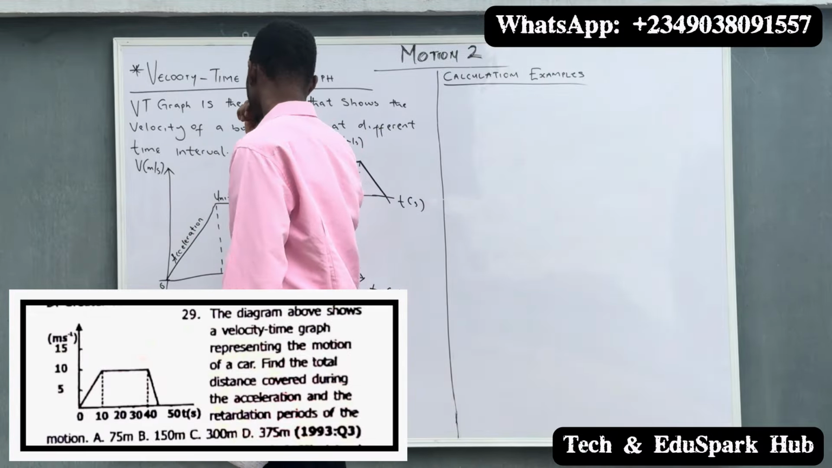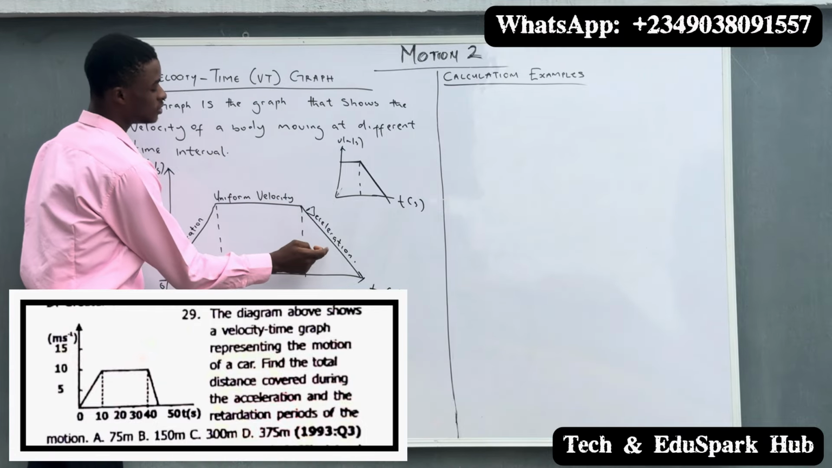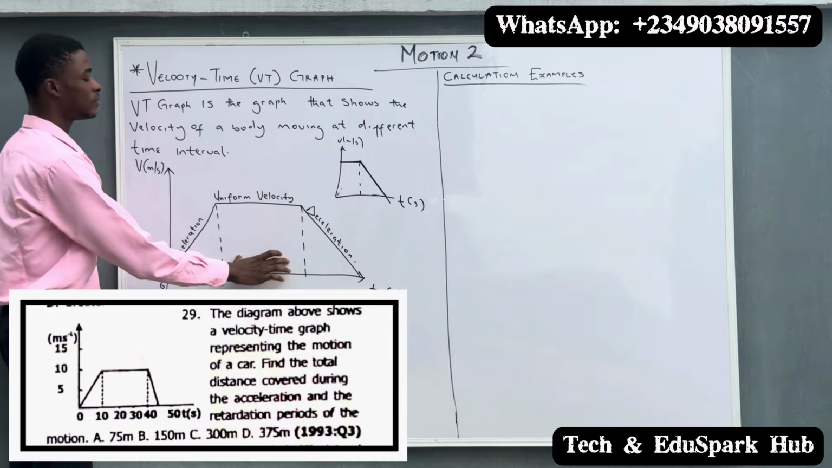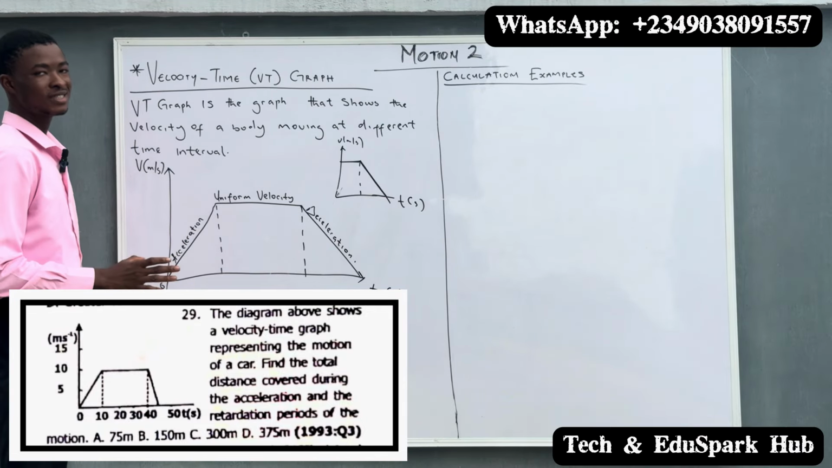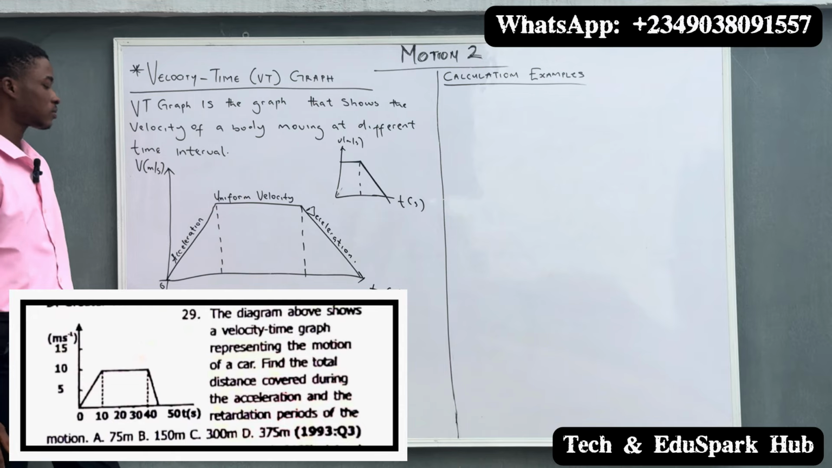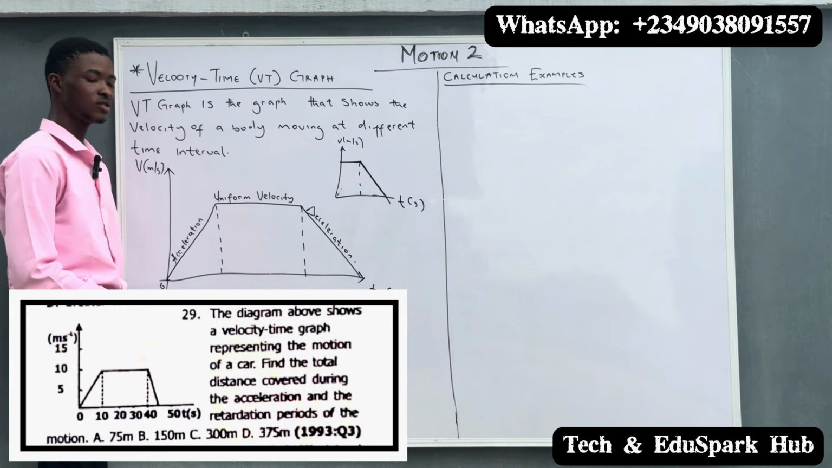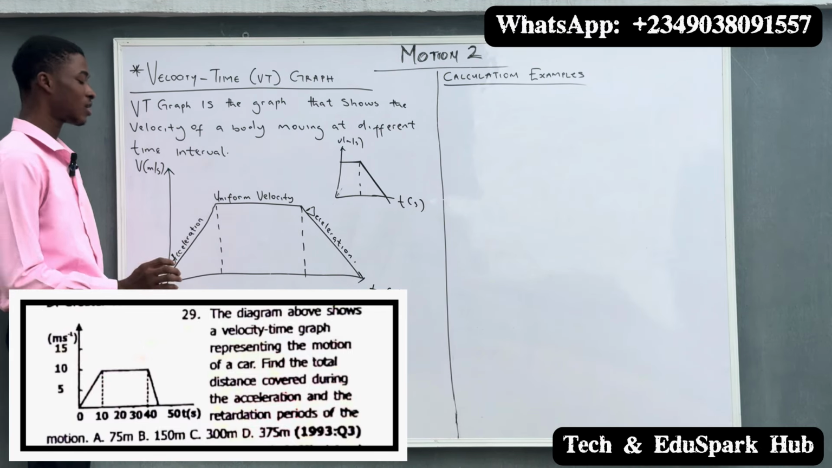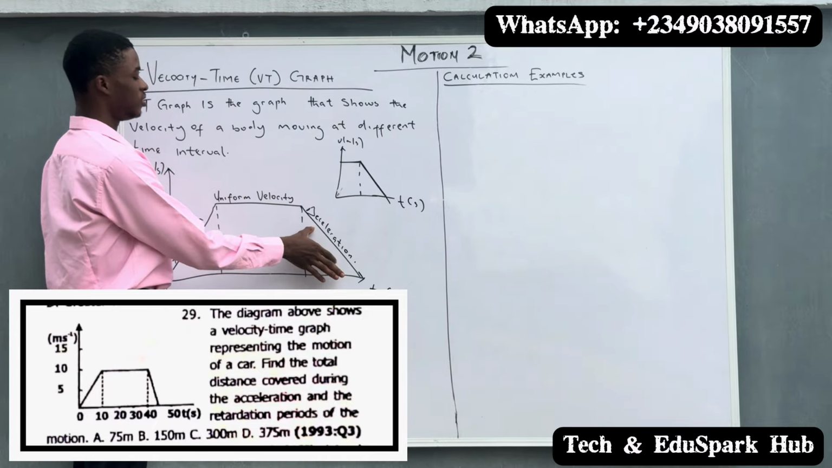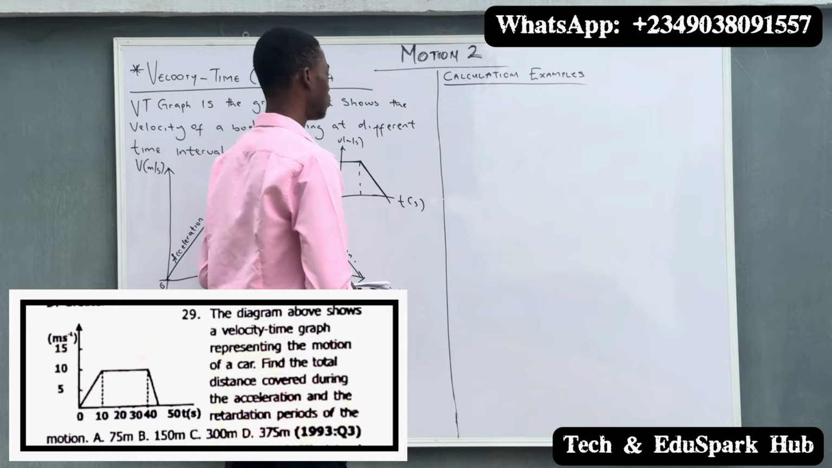So in this kind of question, you are going to find the total distance covered in this acceleration part and also in this deceleration part. You are going to ignore this uniform velocity part totally. So you just have to understand the question very well. If you calculate the total distance covered for everything, you are going to miss this question, because it is only asking you to calculate the total distance covered during the acceleration period and the deceleration period. So the uniform velocity is out of the equation. Let me draw the diagram on the screen.